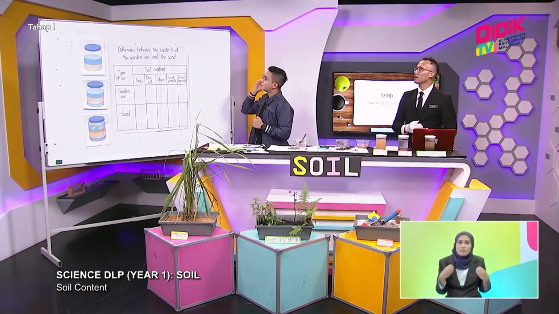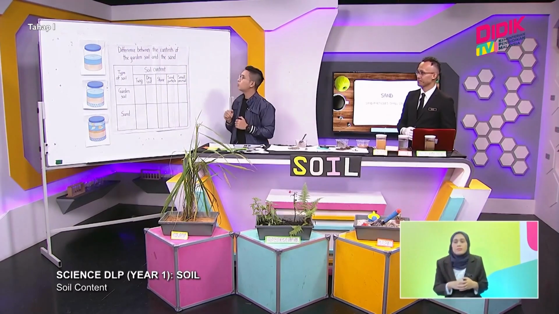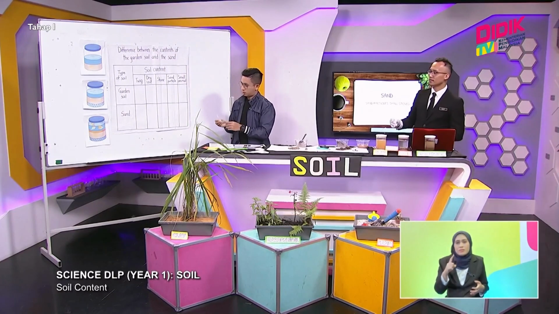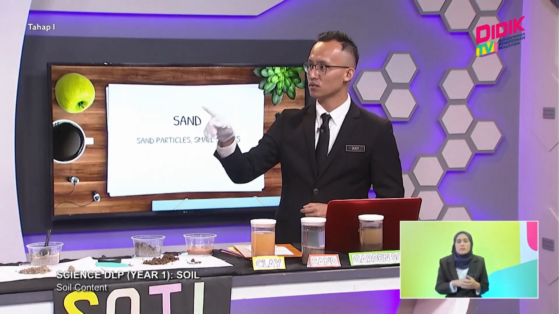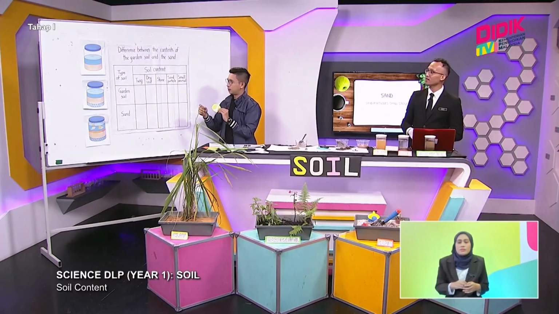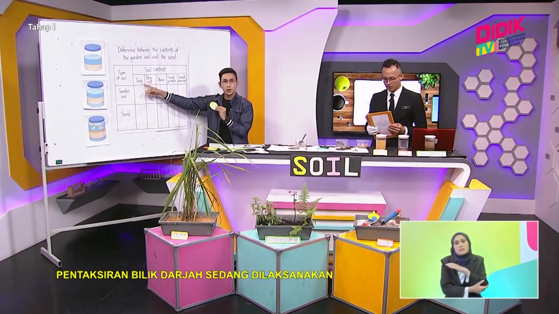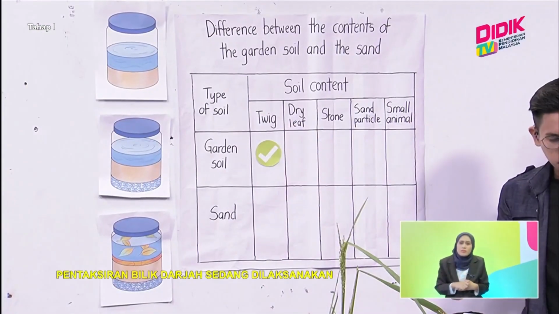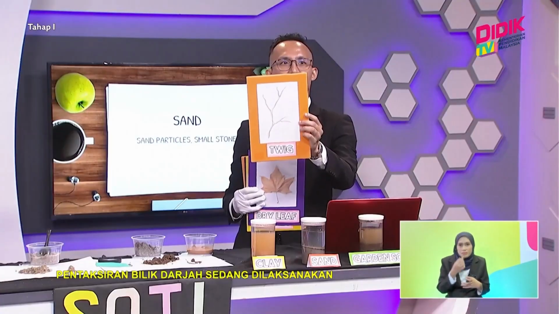now do you see the whiteboard here? I need you to help me fill in the blanks. It is the difference between the contents of garden soil and the sand. All you've got to do is use this tick sign to tick the correct spots. The first one is twig. What did we find in the garden soil? Did we see twigs? Yes, twigs. This is a twig, yeah? Did we see that earlier? Yes, this is a twig.